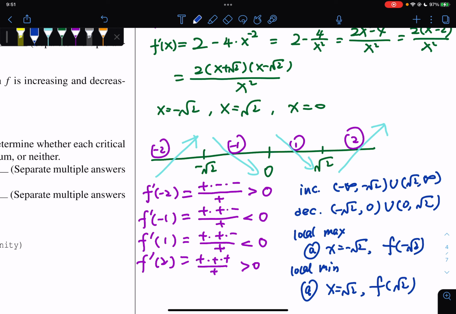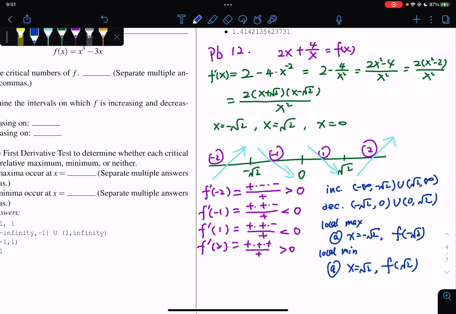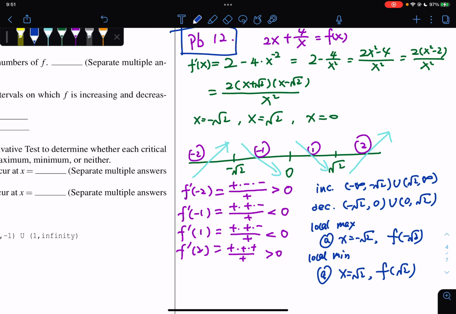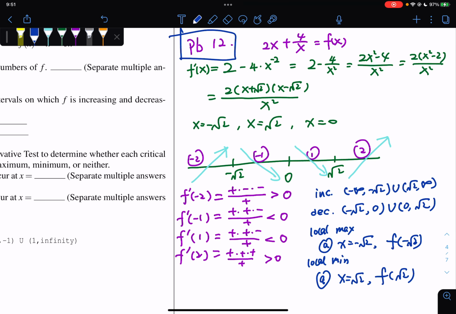So this should help you to address problem number 12 in the worksheet. Your problem might look slightly different. I'm not 100% sure of that, which would affect the actual numbers in your calculation. But this is the general idea.